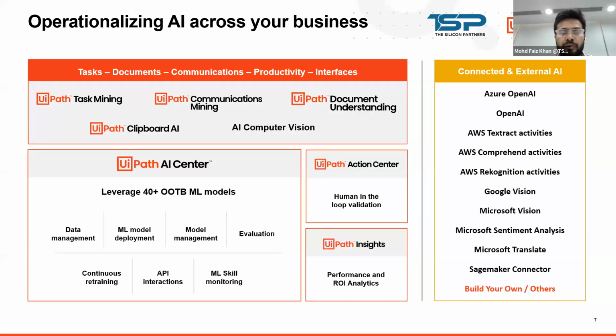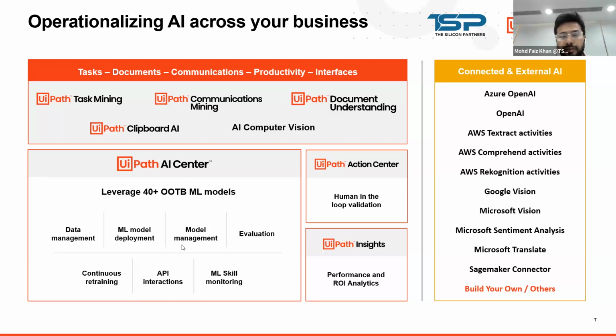UiPath also offers different AI/ML capabilities across different products. It comes in Task Mining, Communications Mining, which is the new product, and Document Understanding, which many of you may already be familiar with. We also have UiPath Clipboard AI and Computer Vision. When we move into the AI Center, you will see there are many out-of-the-box models, and one of the famous ones you have already seen is Document Understanding for data extraction from documents.